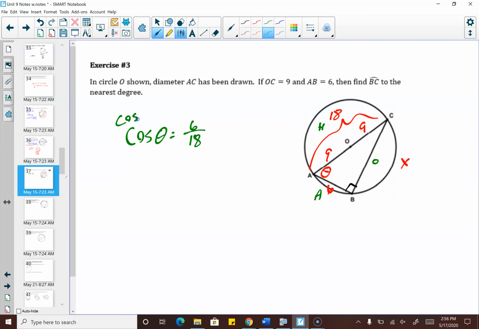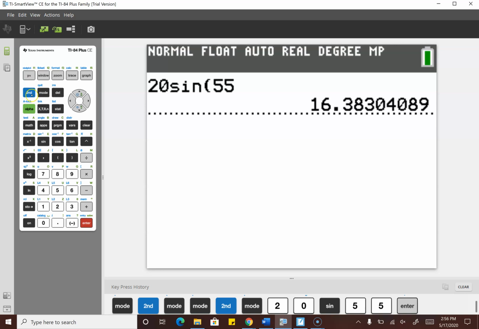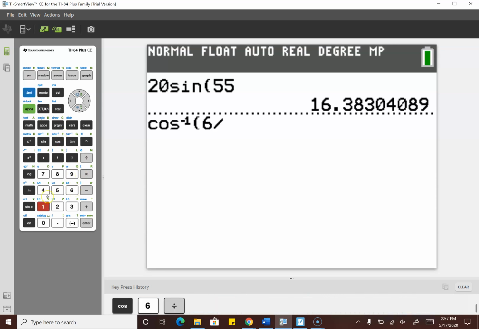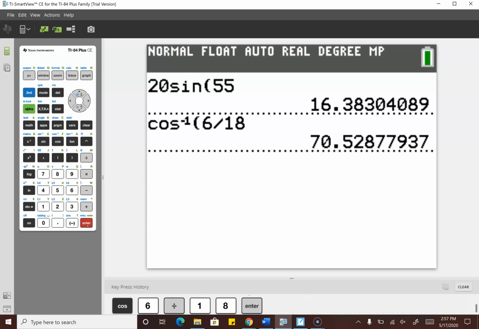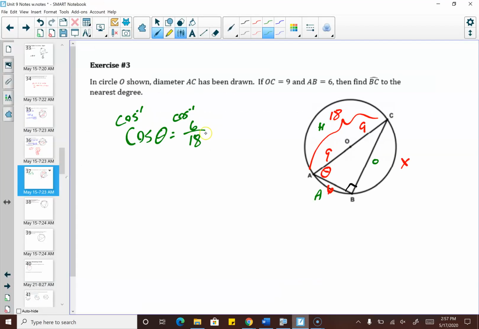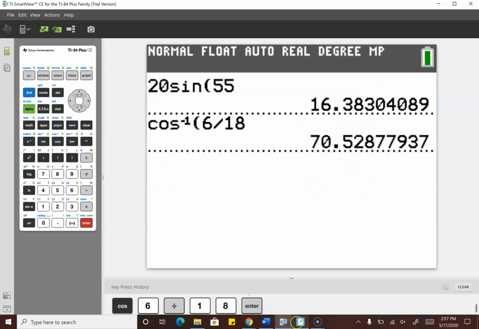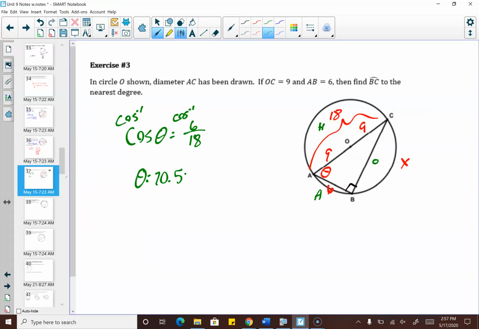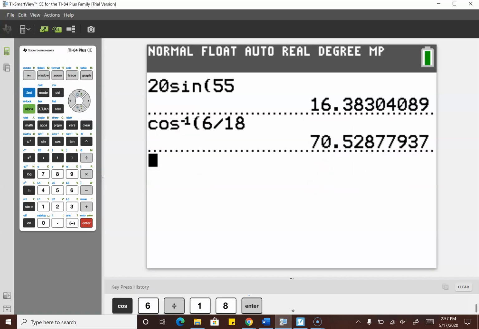When you're searching for a missing angle, you will arc cosine both sides. So I'm going to go to our calculator and we do second cosine 6 divided by 18. We get 70.52877. So again, we need to keep at least 4 decimal places. So theta is going to be 70.528, and we'll round that up to an 8 in that 4th spot.